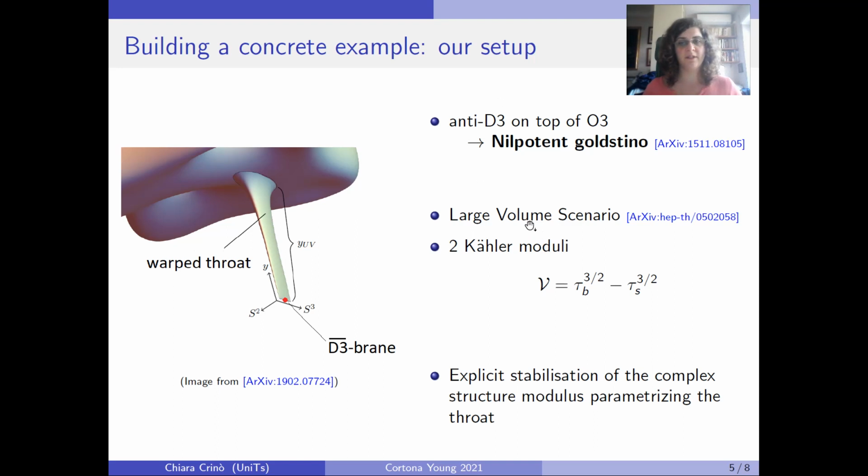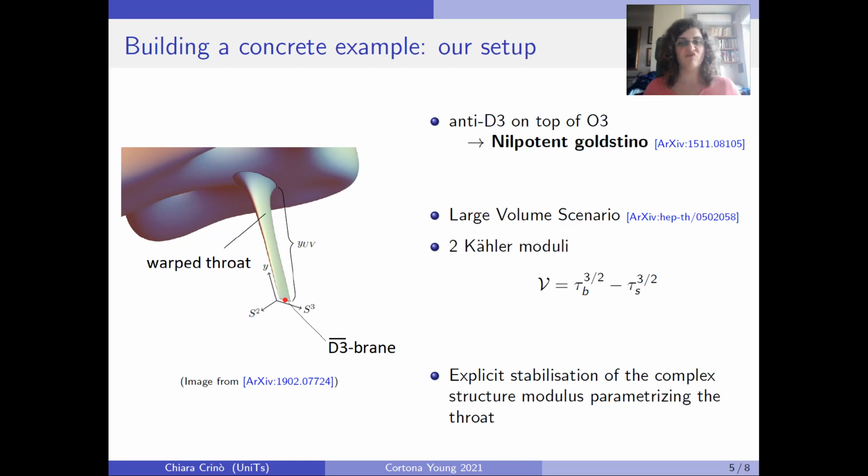Moreover, we worked in the large volume scenario instead of the KKLT one, and we chose to focus on the simplest possible class of models in this framework, which is the class with only 2 Kähler moduli, one of which is much larger than the other, so that the overall volume of the compact space is exponentially large.